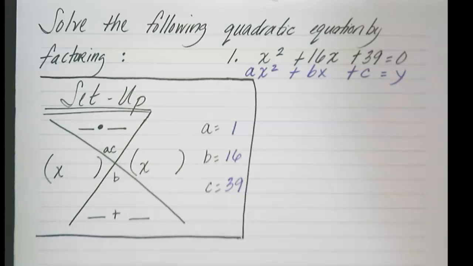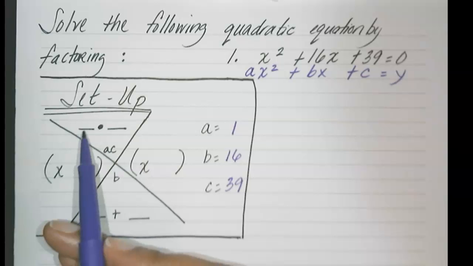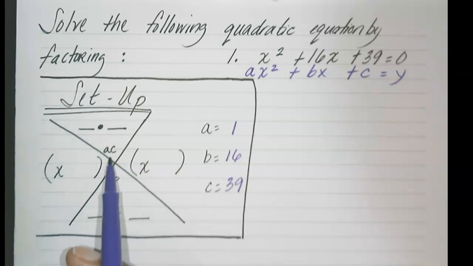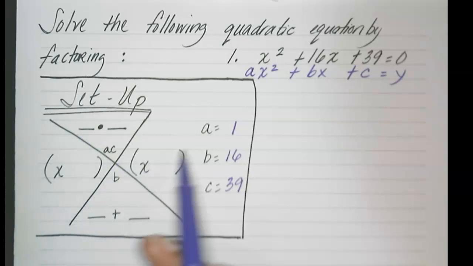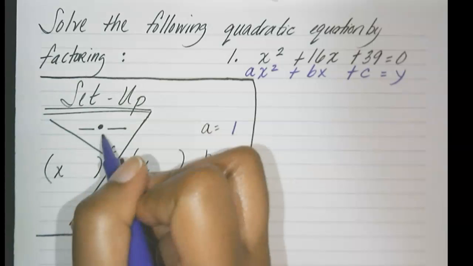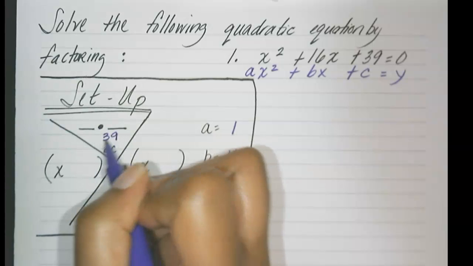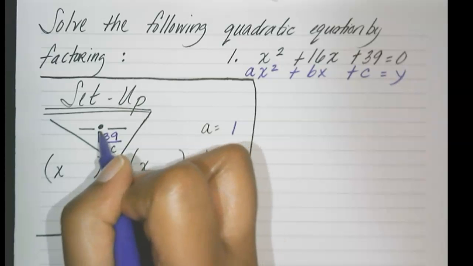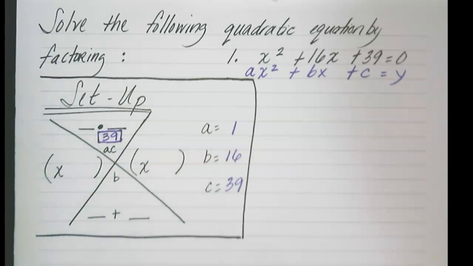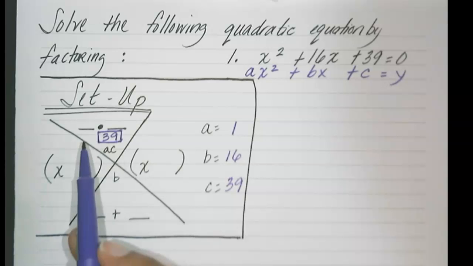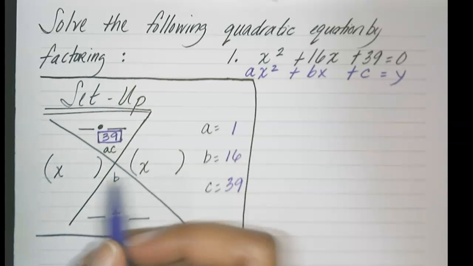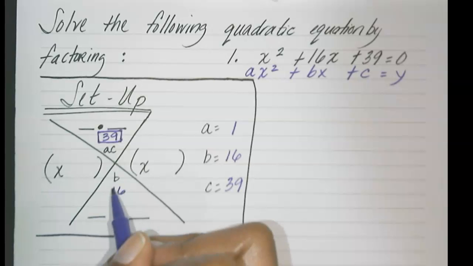Okay, so once we identify A, B, and C, you can go to your setup chart. We need two numbers that multiply to equal A times C. A times C in this case is 1 times 39, which is 39. I need two numbers that multiply and equal 39. Then I need the same exact two numbers to add and equal B. B in this case is 16.